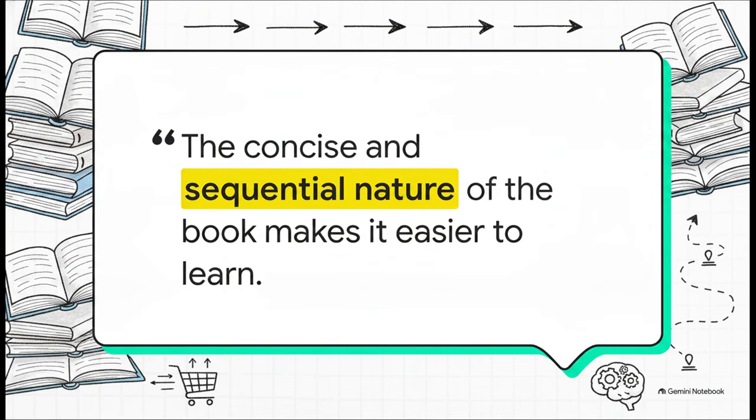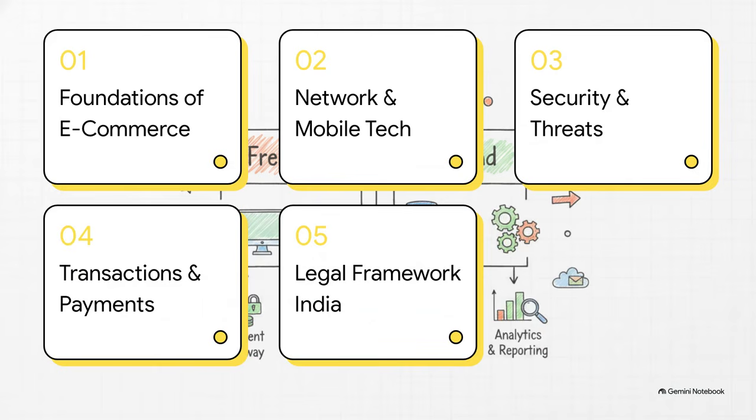And the authors of this curriculum actually stated their goal right up front. They said the concise and sequential nature of the book makes it easier to learn. Well, we are taking that exact philosophy to heart today. This explainer is designed to be an incredibly efficient, highly focused learning tool. So we've mapped this whole thing out sequentially into 5 core pillars. Here's our roadmap for today.